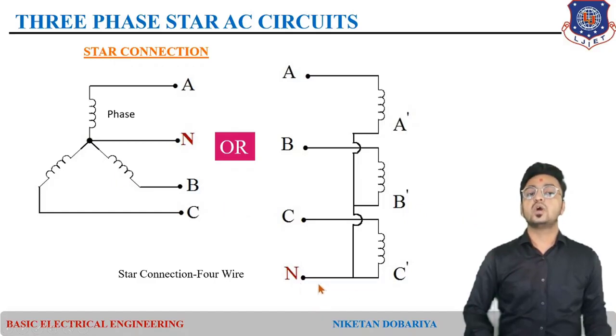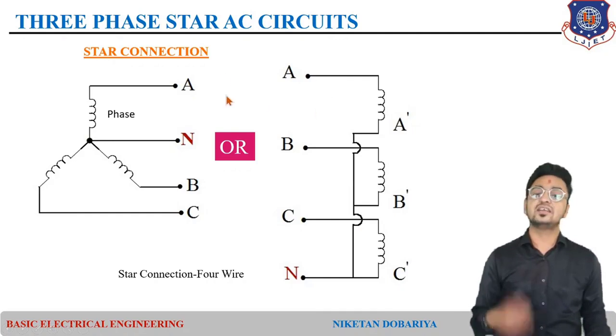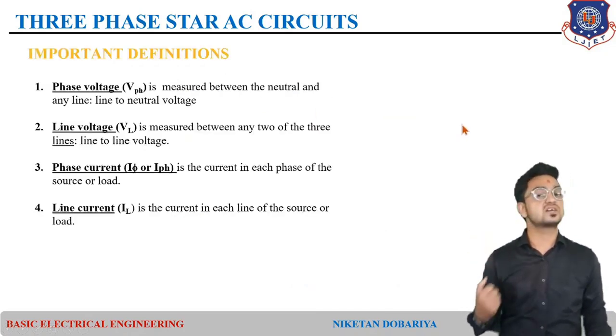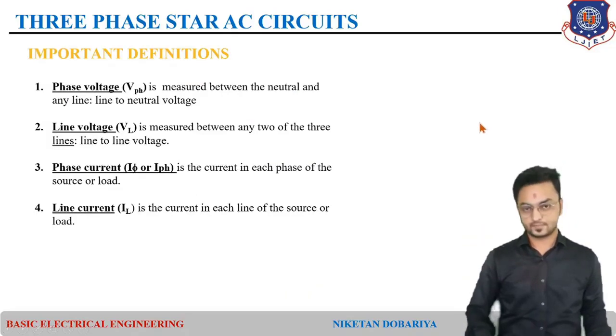Here, one point out of all these three windings is taken as a common point. This is one end from the B winding, and from this C winding, this is one of the ends. These three ends of the individual windings are taken as a common point over here as a neutral terminal, and the remaining three terminals A, B, C are considered as line terminals A, B, C. So this is the basic structure of a star connected three-phase system.